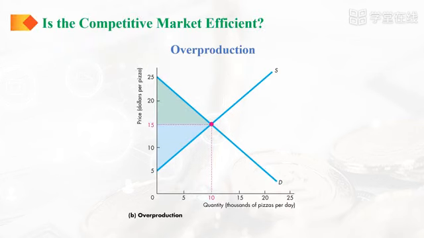Overproduction. Again, the efficient quantity is 10,000 pieces a day. If production is expanded to 15,000 pieces a day, a deadweight loss arises from overproduction. This loss is a social loss.